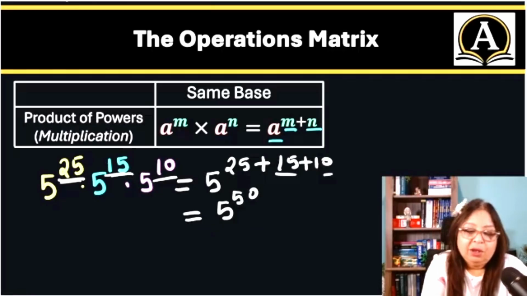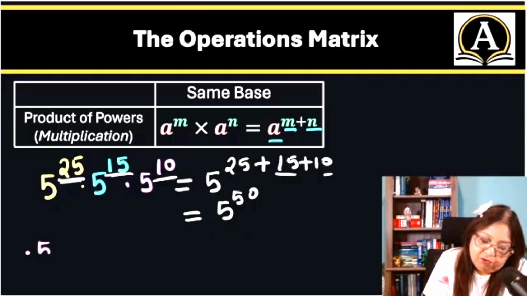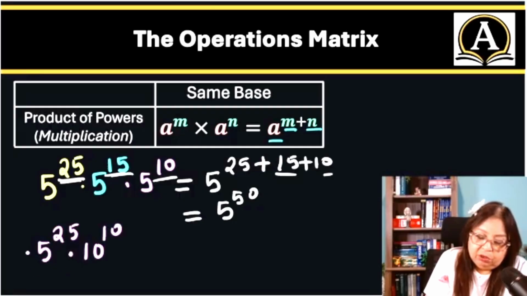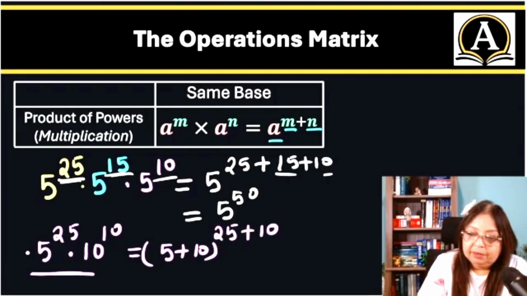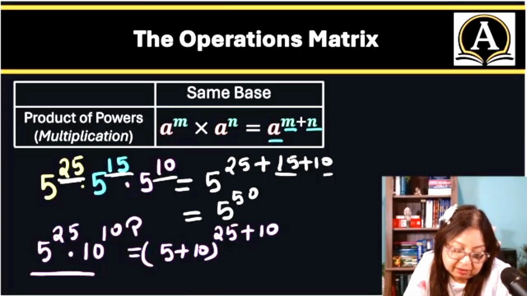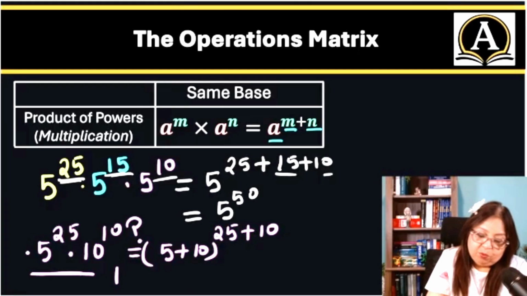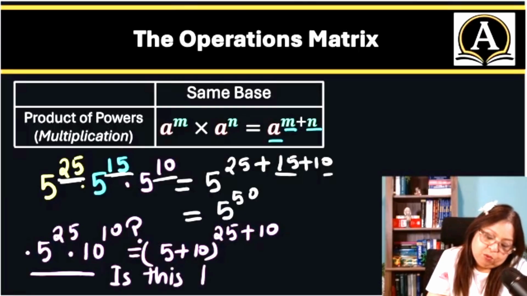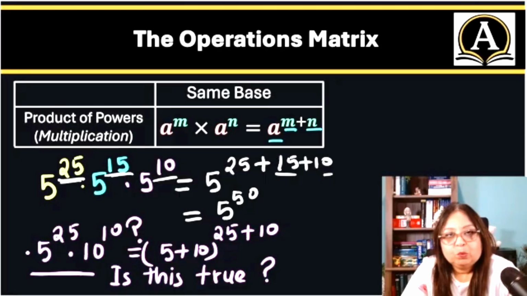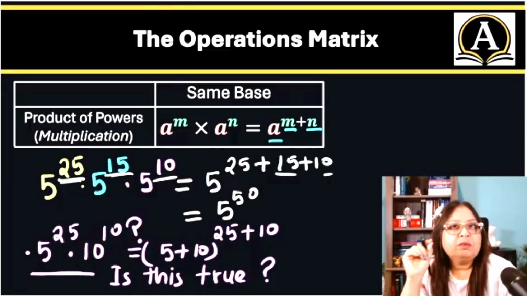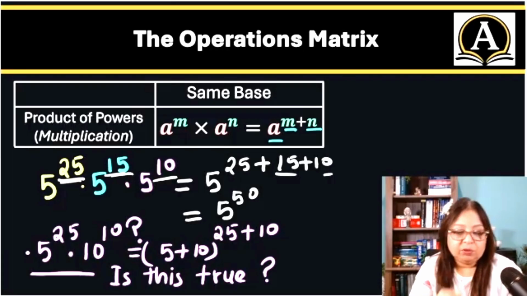Fairly simple, right? What if I had 5 to the power 25 times 10 to the power 10? Could I have written that as 5 plus 10 to the power 25 plus 10? Would this be right? Is this true? What do you think? We have some pretty big exponents involved here. Let's make the exponents a little small and work this out.